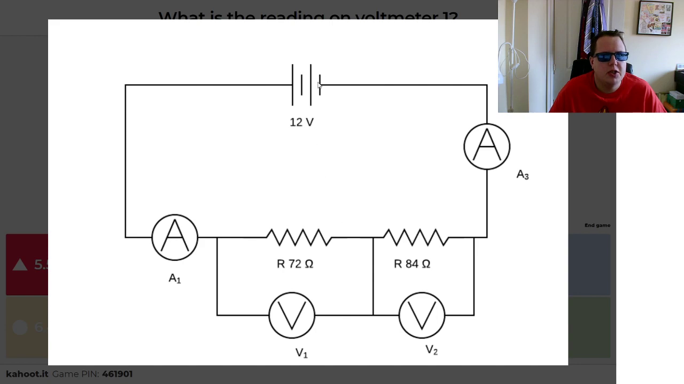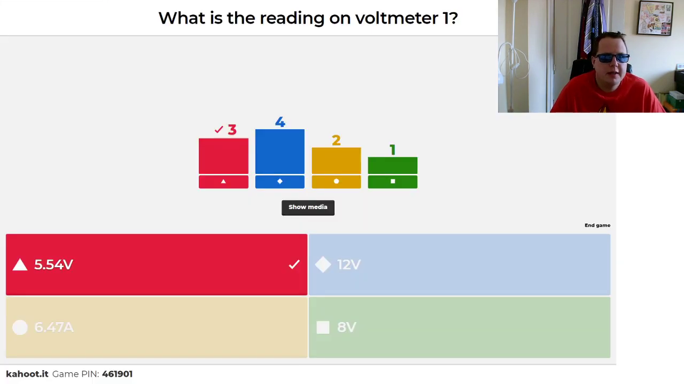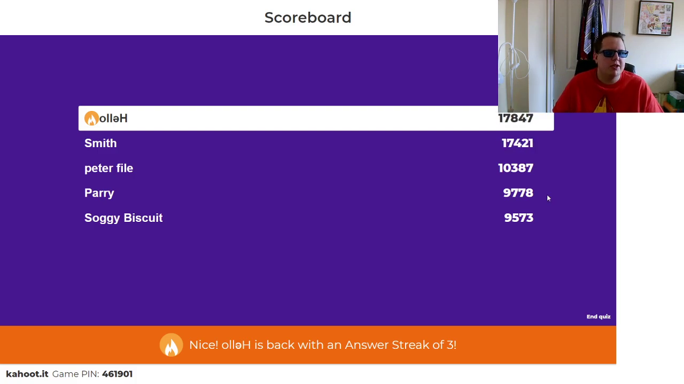The other way is you could go down the potential divider route and find the ratio of these two, and that voltage will split in that ratio. But yeah, well done. What's that done to our top board? So Hello, back on fire with an answer streak of 3. Smith in second place must also have an answer streak of 3. And again, it's only 400 points between those two, so that's getting pretty tight at the top.